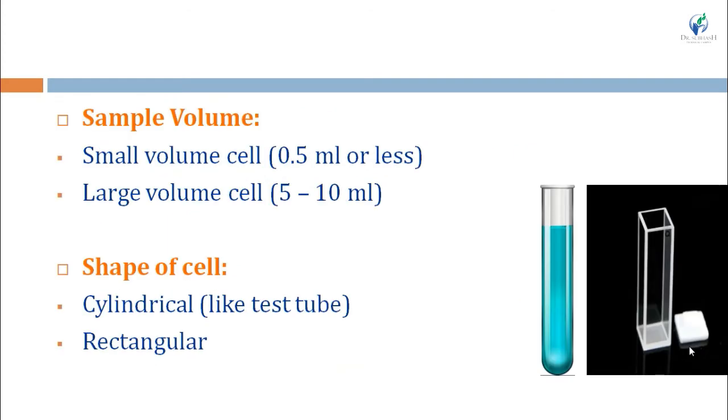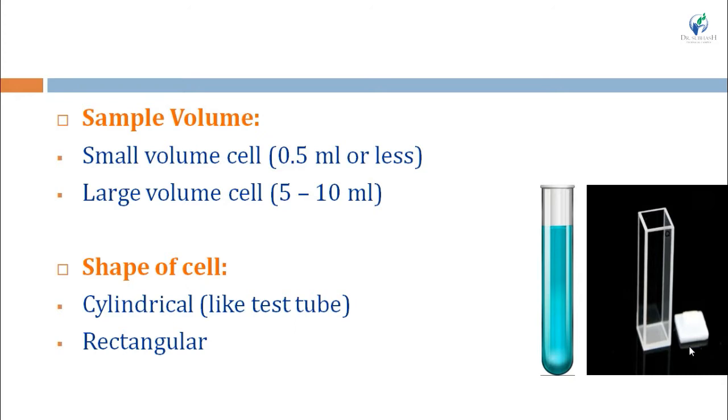Now we will see some parameters of the cuvette or sample holder or sample cell. The first one is sample volume. Based on the volume, these sample holders are of two types, small volume cell and large volume cell. The volume of a small volume cell is 0.5 ml or less, and the volume of a large volume cell is 5 to 10 ml. When a very small volume of the sample is available, small volume cells are used, and when a large volume of the sample is required, large volume cells are used.